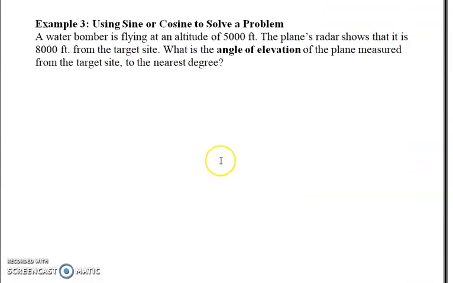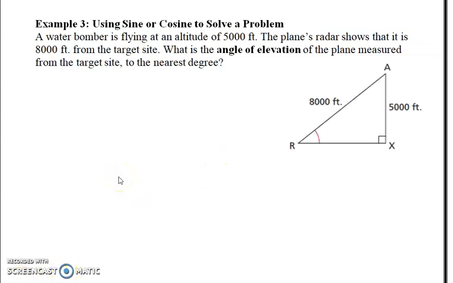Let's look at example 3 based on the information that we just received there. And I recommend drawing a diagram when possible. So I've drawn my diagram on the page there. It says a water bomber is flying at an altitude of 5,000 feet. So an altitude is a vertical line for a plane that it makes with the ground. So X will be the ground directly below the plane. A is where the plane is at, and the plane's radar shows that as 8,000 feet from the target site. So R there being the target site.